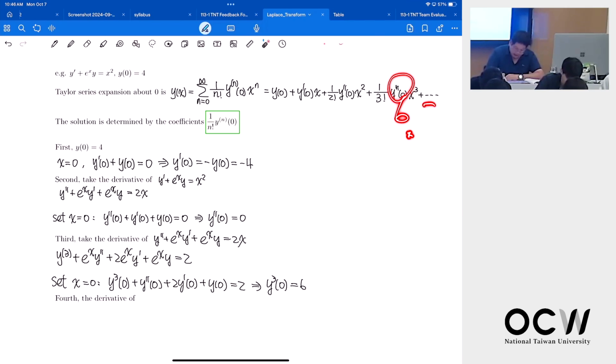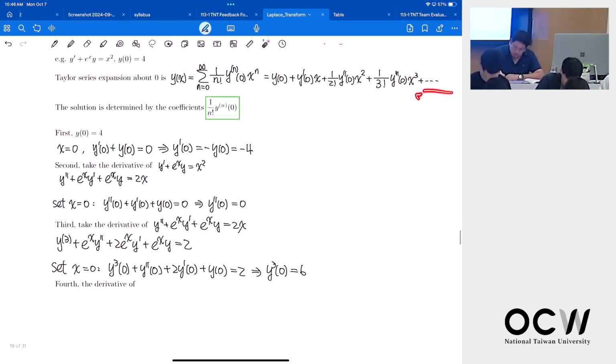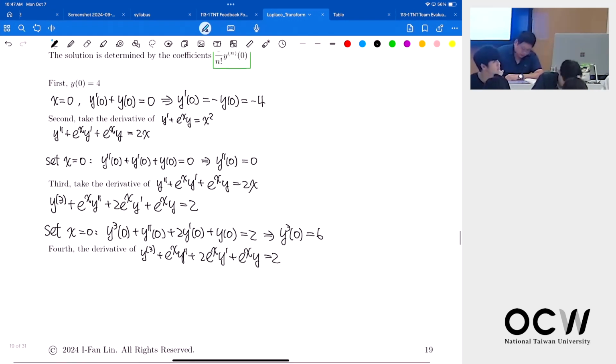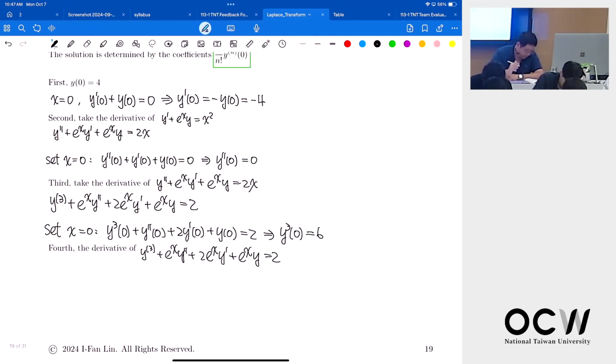And then if you want to get more, you take the derivative again. If you take the derivative of y triple prime plus e to the x y double prime plus 2e to the x y prime plus e to the x y equals 2, then you get the derivative of the fourth order.